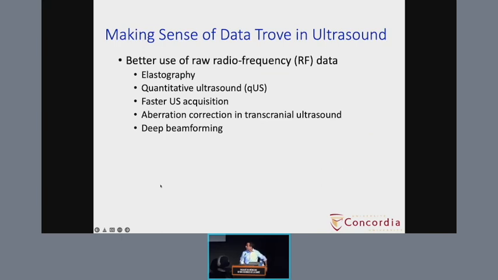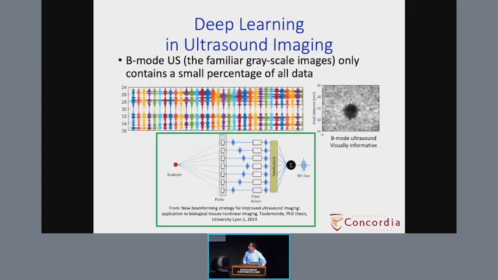So let's move to the next part, which is deep beamforming. So as I said earlier in my talk, this pre-beamformed channel data is not visually informative. We have to convert it to this ultrasound image. And it's not very easy to do this conversion, right?